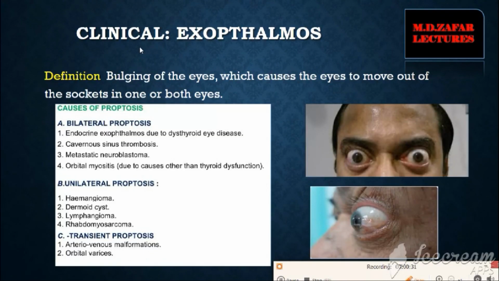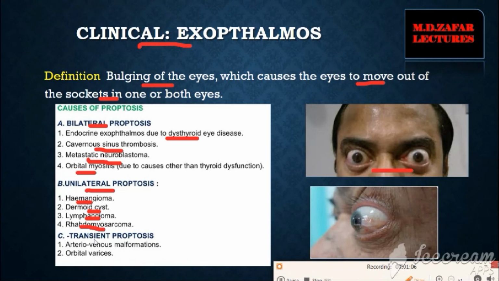Now further we will talk about exophthalmos. It is the bulging of the eyes, which causes the eyes to move out of the socket, and it could be bilateral or unilateral. Bilateral proptosis looks like this. The most important cause is thyroid eye disease. Others are cavernous sinus thrombosis, metastatic neuroblastoma, and orbital myositis. Now, unilateral proptosis can occur in case of any hemangioma, dermoid cyst, lymphangioma, or rhabdomyosarcoma.